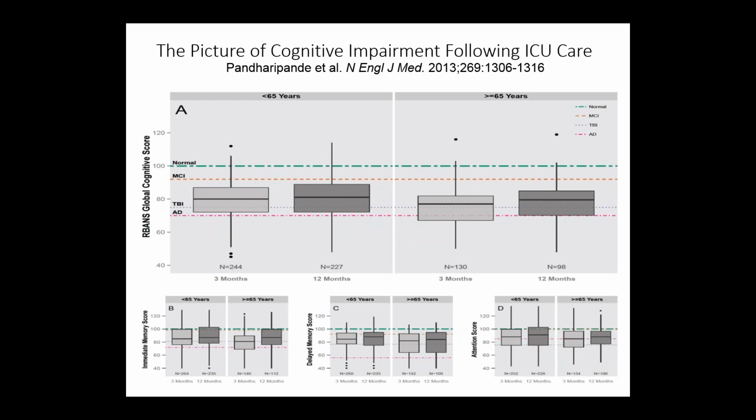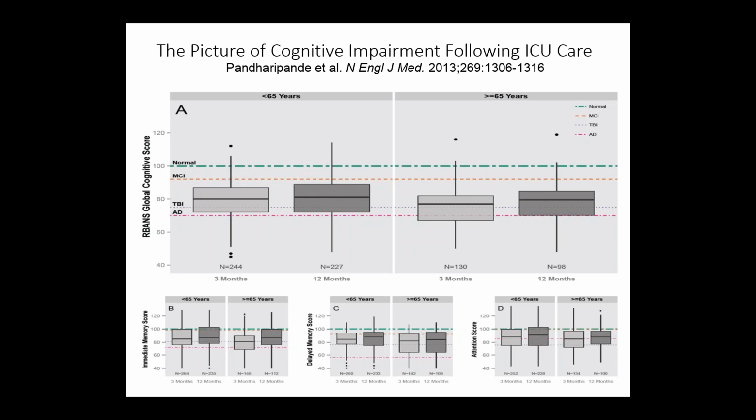The RBANS is a widely used measure of cognitive functioning with a mean of 100 and a standard deviation of 15. So what you'll note there is that in the main, most of our patients in this large brain ICU study of 800 and some patients scored well below normal on the RBANS, on this popular and sensitive neuropsychological measure.